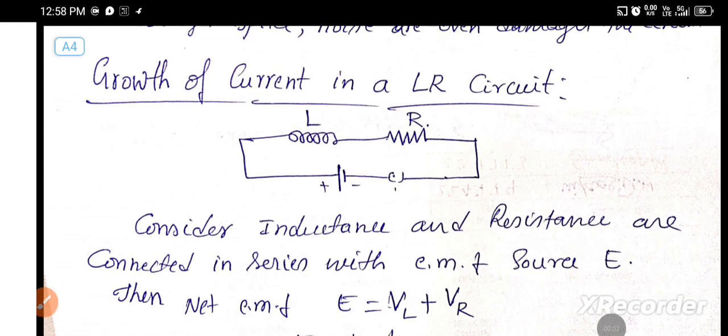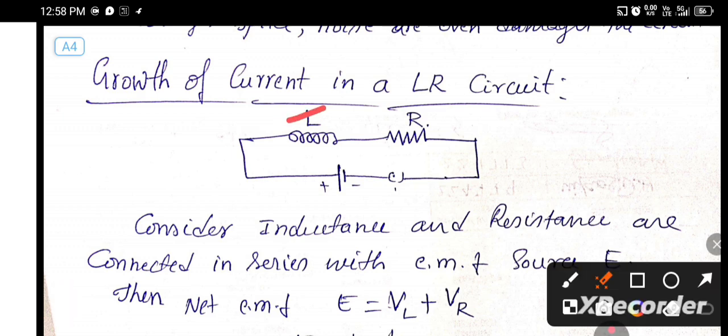Hello student. Today let's derive an expression for the growth of current in the LR circuit. L stands for the inductance and R stands for the resistance. You are seeing here the inductance L and resistance R connected in series through the key to the battery.